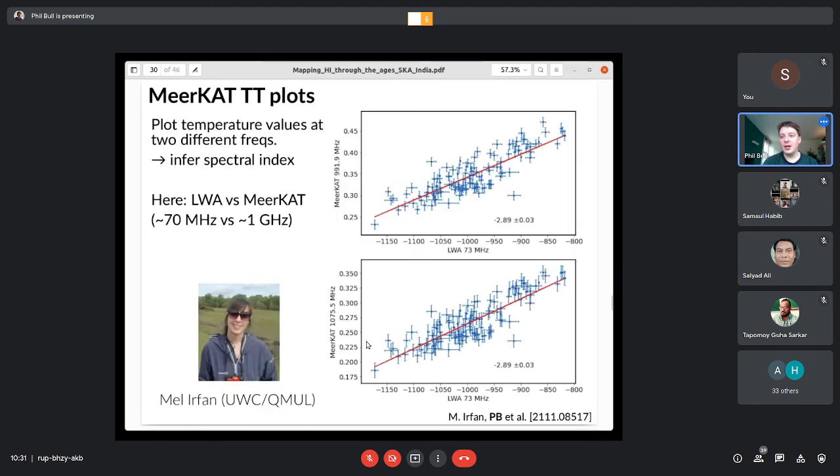I'd better wrap up, so I'll just very briefly mention a couple of things. We're working on foregrounds, and particularly measuring the SEDs of the foregrounds using this TT plot method. Mel Irfan at UWC has been leading this, and we've been using this to try and measure the curvature of the synchrotron spectral index. We have a pretty good initial proof of concept measurement of this, so you can read more about it in this paper here.